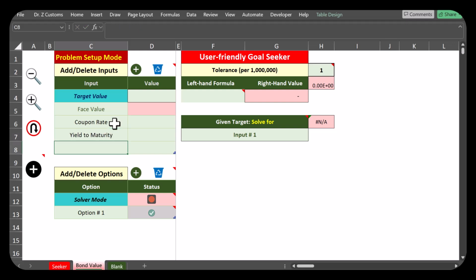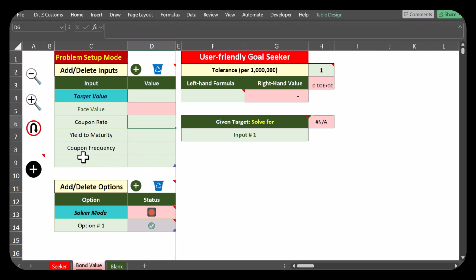Coupon frequency. And let's add one more. Behind that plus sign, there's the macro that adds the row to the table. And years to maturity.